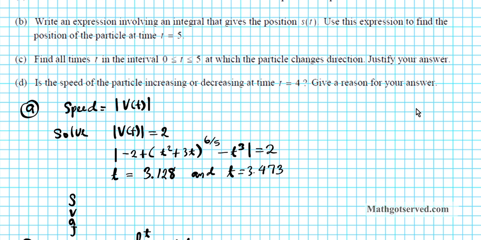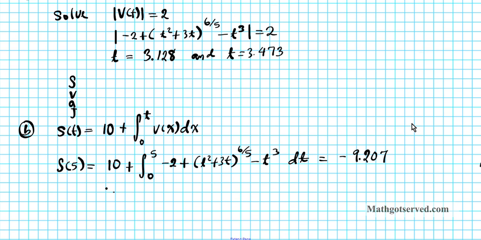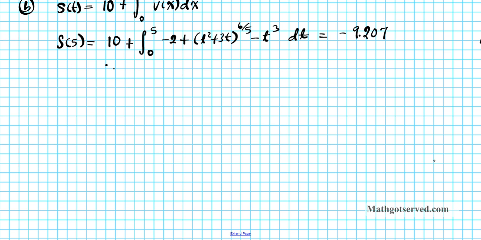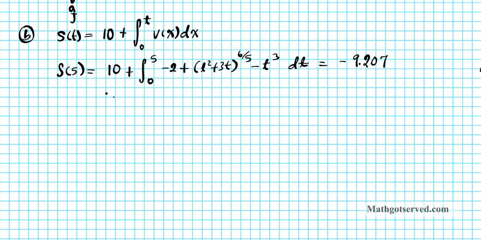All right, let's look at the C part. The C part says find all times t in the interval 0 to 5 at which the particle changes direction. Justify your answer. So when does a particle change direction? So if a particle is moving, let's say, to the right or to the left, in order for it to change direction, it must come to rest first.